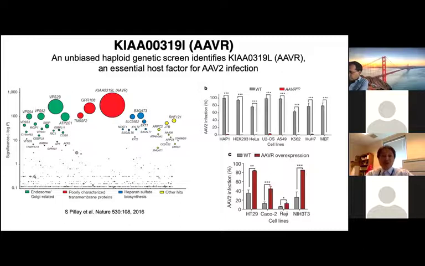I would like to focus on KIAA0319L, which is AAVR. This protein was originally identified by an NIH group led by Kevin Brown and also Jiamin Ku as a serum protein that can bind AAV serotype 2.